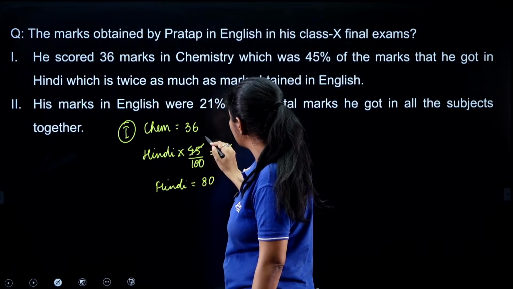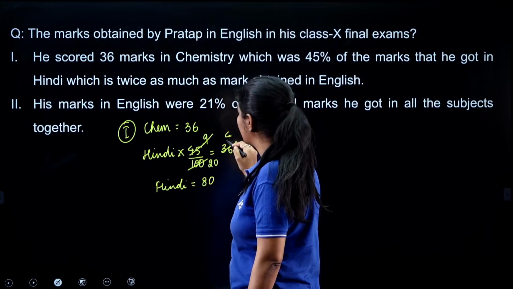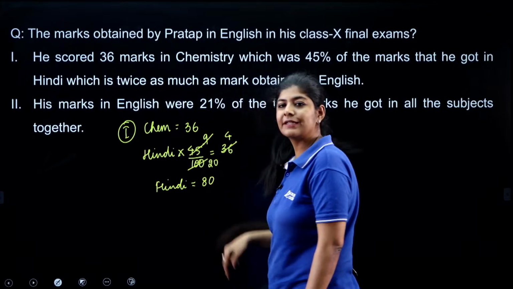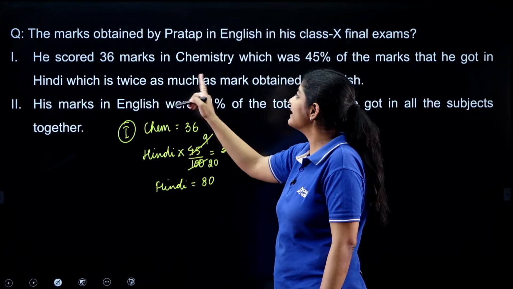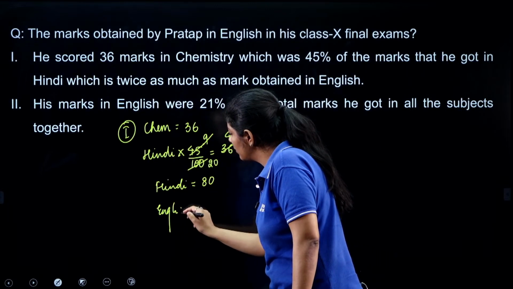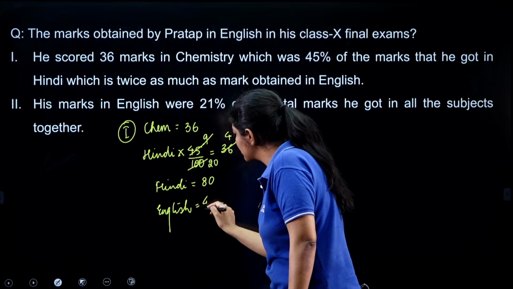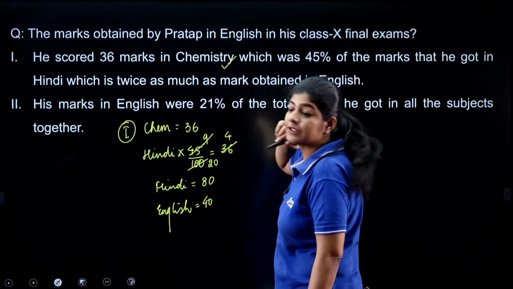So, here what we will get? We will get 9, and here we will get 20, here we will get 4, right? So, 20 into 4, that is nothing but 80. But the question is saying that Hindi is twice as much as the marks got in English. So, the marks got in English is nothing but 40. Can we get the marks? Yes, that means first is sufficient.